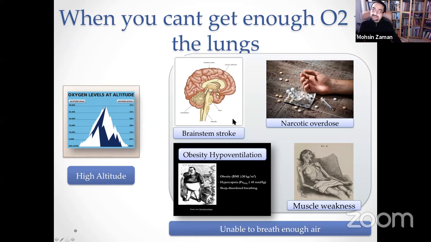The other thing would be somebody has had a brainstem stroke and as a result is unable to take deep breaths. Somebody has taken narcotics, same thing. The brain is no longer telling the body to take breaths. Or they've got obesity hypoventilation, where they can't take deep enough breaths and they can't get the air in and out well enough simply because of the size of them. And of course, the people where the muscles have become so weak and wasted that they cannot take deep enough breaths. Okay. And in all of these cases, you will find that not enough oxygen is actually getting to the lungs.